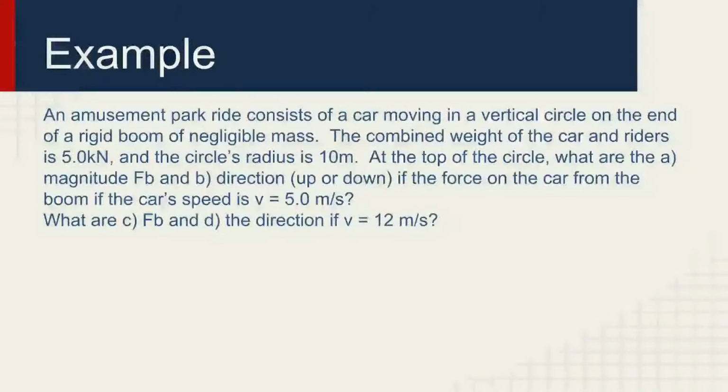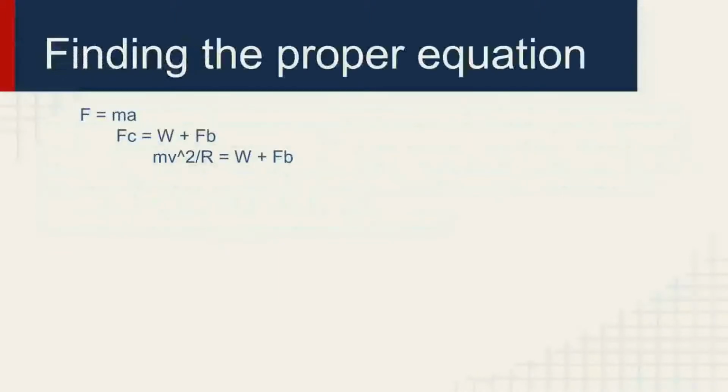So here we go. The first thing you want to do is find the proper equation. I felt the best fitting equation is F equals ma. It makes sense. We're looking for a force, so this is totally relevant. As you can see here, I replaced the force with centripetal force, and centripetal force equals mv squared over r. And on the right side of the equation, I dropped weight and then the force of the boom, so you can use those variables as well.